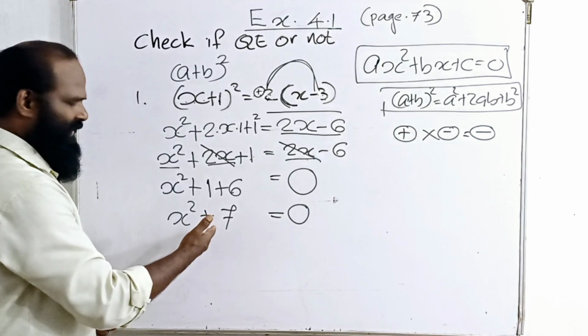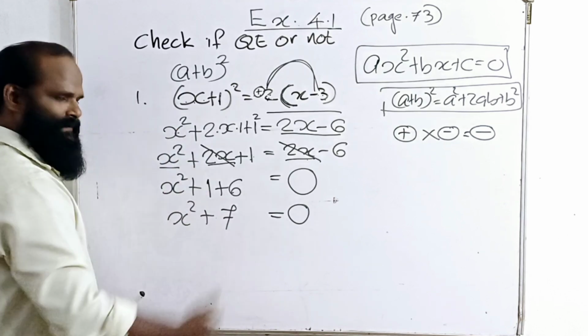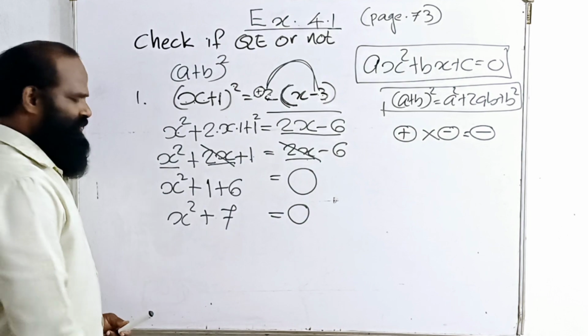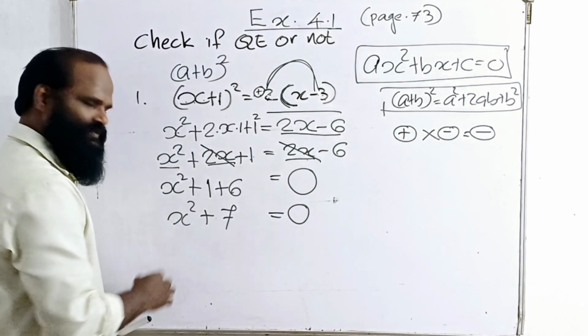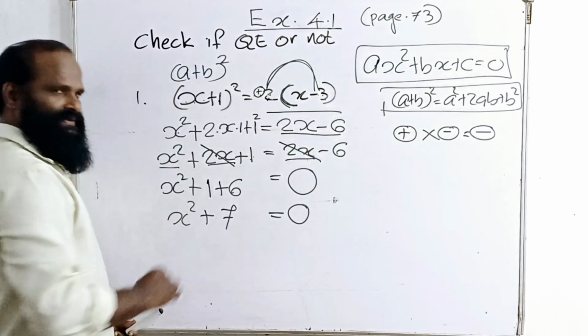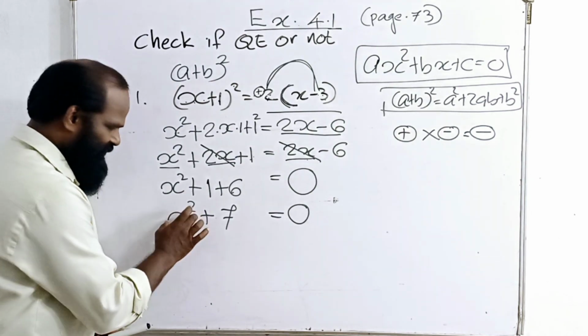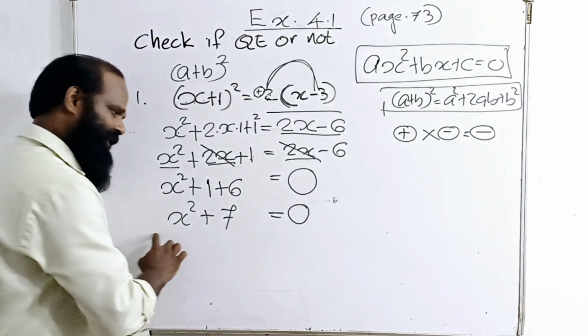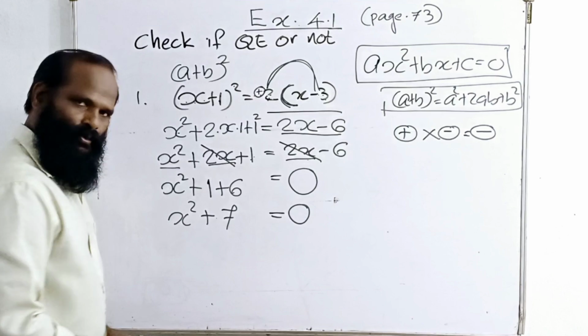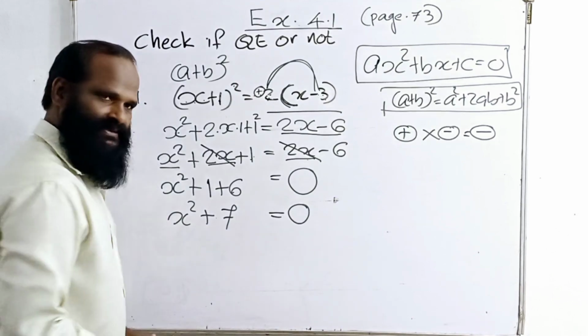See whether it is a quadratic equation? Yes, because there is a term with square. This is the highest power here. Therefore, this is definitely a quadratic equation. So this is how we write.